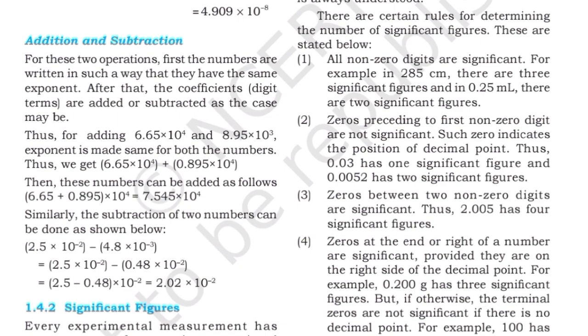Thus, for adding 6.65 times 10 to the power 4 and 8.95 times 10 to the power 3, the exponent is made the same for both the numbers. Thus, we get 6.65 times 10 to the power 4 plus 0.895 times 10 to the power 4. Then these numbers can be added as follows: (6.65 plus 0.895) times 10 to the power 4, which is equal to 7.545 times 10 to the power 4. Similarly, the subtraction of two numbers can be done as shown.